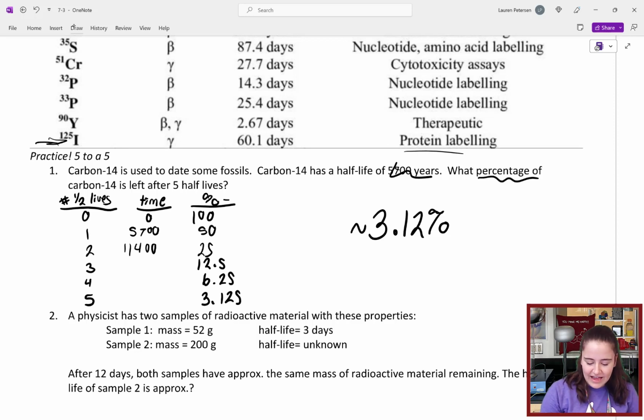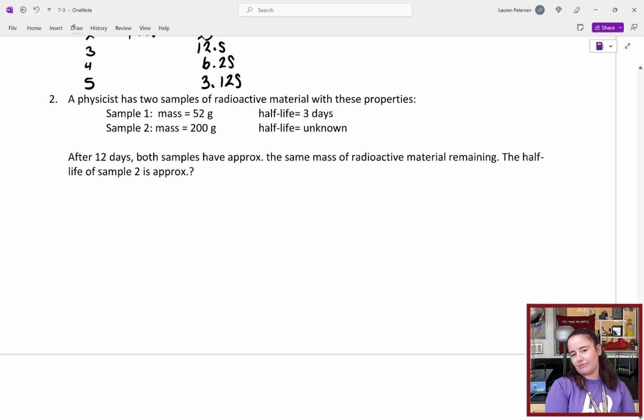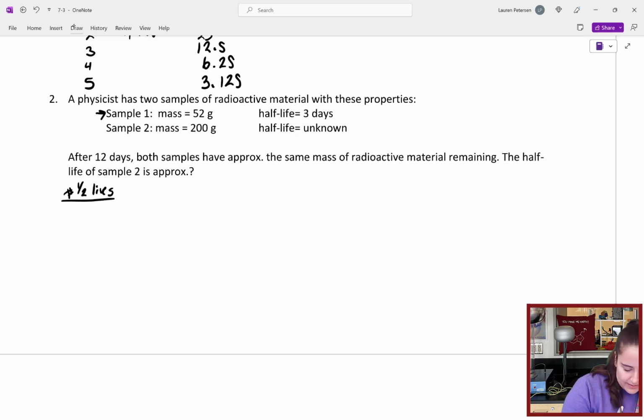Now, I want you to see if you can figure out how to set up this problem, and see if you can figure out how to solve it. I will show you both methods of solving it. The first method, the one that I like to use, is the half-life method. I have all the information that I need on sample 1. So I'm going to do number of half-lives, and then time, and then mass for sample 1.